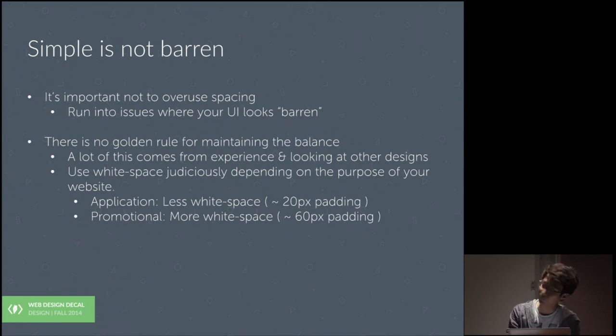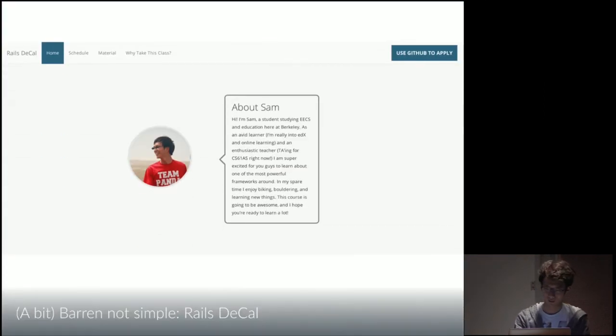To give you an example of some websites that are a little bit barren, we have Ruby on Rails DeCal. Amazing class. I highly encourage you to take it. If I were to point out one example from their website, it would be that their website looked a little bit barren. Notice that from the content on the right of his face, there's too much margin between the face and the content, so it seems like they're not that connected to each other. And notice on the padding top and bottom, too much spacing separating this content from the other elements. I honestly don't think that this content is that important to give this much emphasis. So this should be an example of a little bit barren website.